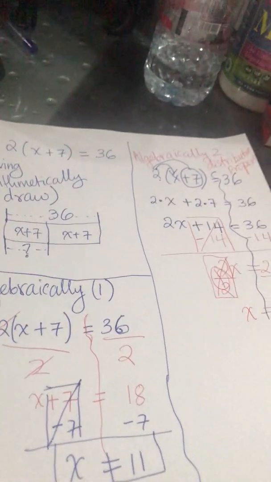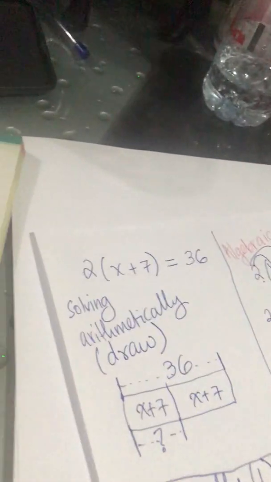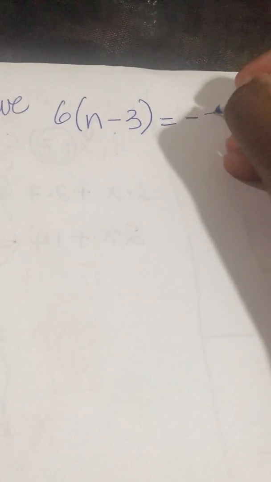All right. So let's do another example where we have subtraction. So this time I'll only do algebraically. Or we can do all. So let us solve 6n minus 3 equals negative 72.